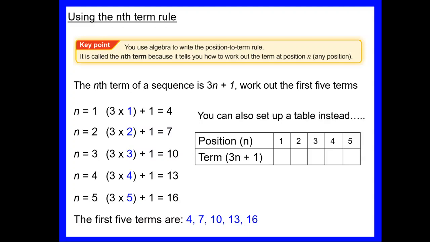Okay, you might also want to put this in a table instead. So another way of seeing it, I've got my position numbers across the top. So I'm 1, 2, 3, 4, and 5. And I simply put them in. 3 times 1 is 3, plus 1 is 4. 7, 10, 13, and 16. So you might want to record them in a table instead.